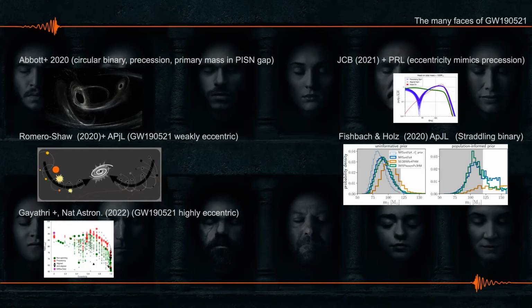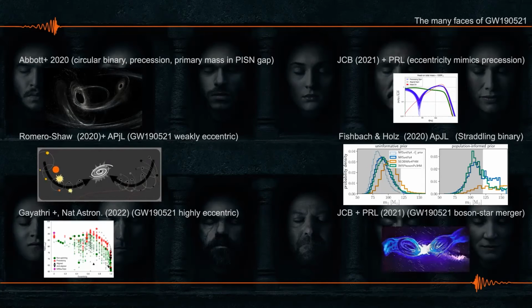So there are people that have also compared the signal with numerical simulations that have eccentricity and precession. Those happen to fit the data quite well. And as I'm going to be talking about, we actually went a bit more nuts and said, what if this is a head-on collision, not of actual black holes, but of boson stars?